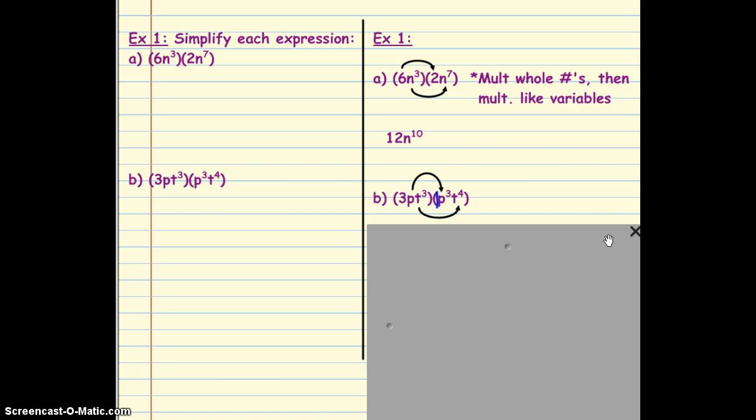Then again, we're going to multiply our like variables. P times p to the third. And remember, if there's not an exponent, there's really a 1 there. So p to the first power times p to the third power. Our shortcut says we can just add the exponents, so 1 plus 3 is 4. Then let's go to our t's. We've got t to the third times t to the 4th. Again, add the exponents because we have the same base, and we have t to the 7th. So our simplified answer to this problem is 3 p to the 4th t to the 7th.